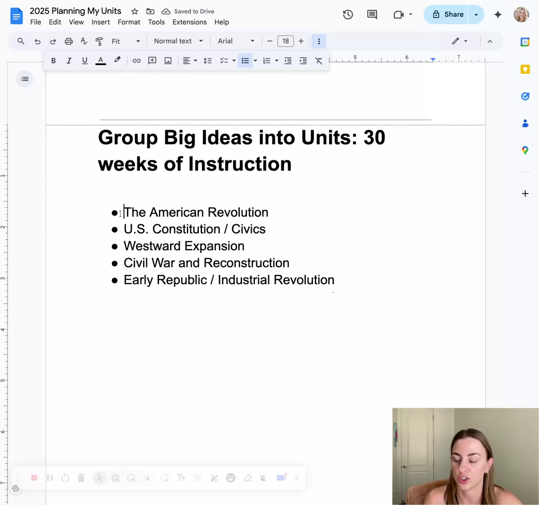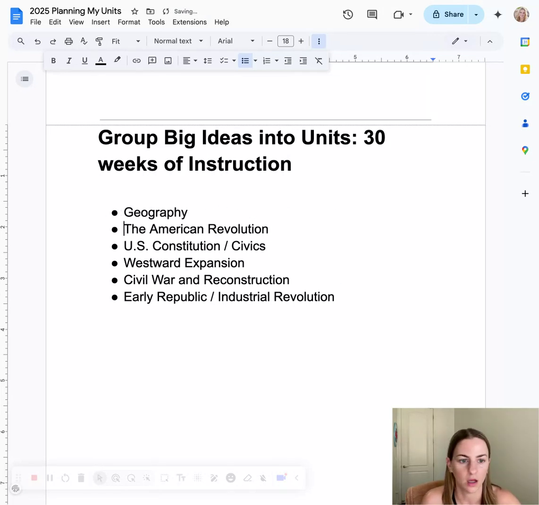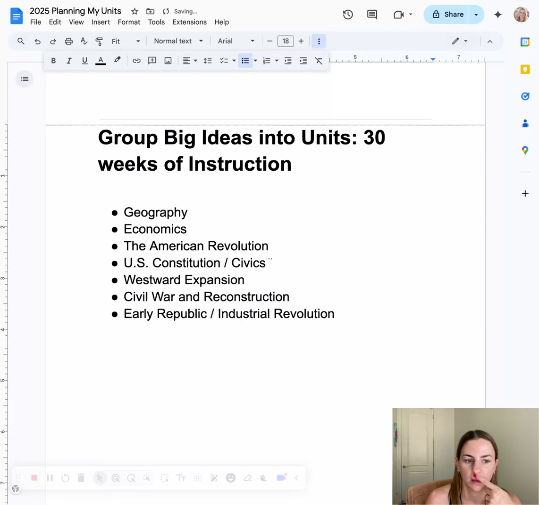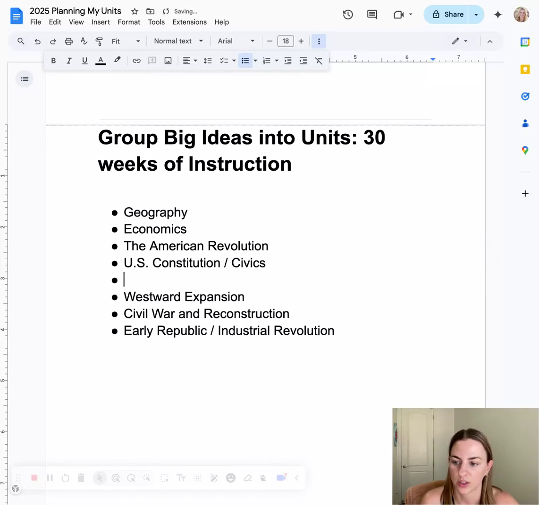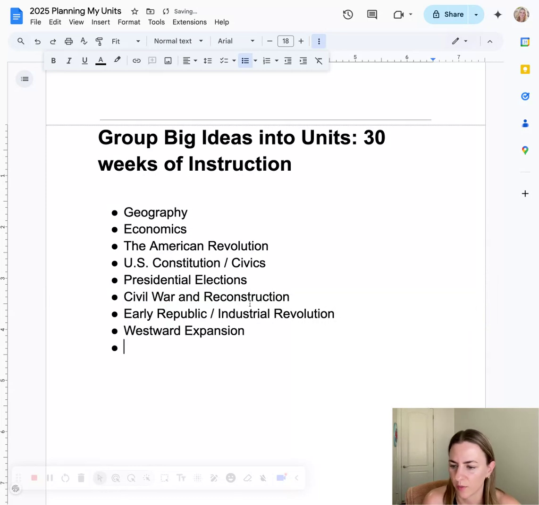Okay. This is not all the big ideas though. I also saw geography. There's like a whole economics section. Let's see. Because it went so into civics, I feel like it would be good to also have something on elections and like how we participate, citizenship, all of that. Westward expansion, Civil War, early republic. I'm also going to put these in chronological order because that's the way I want to teach them.